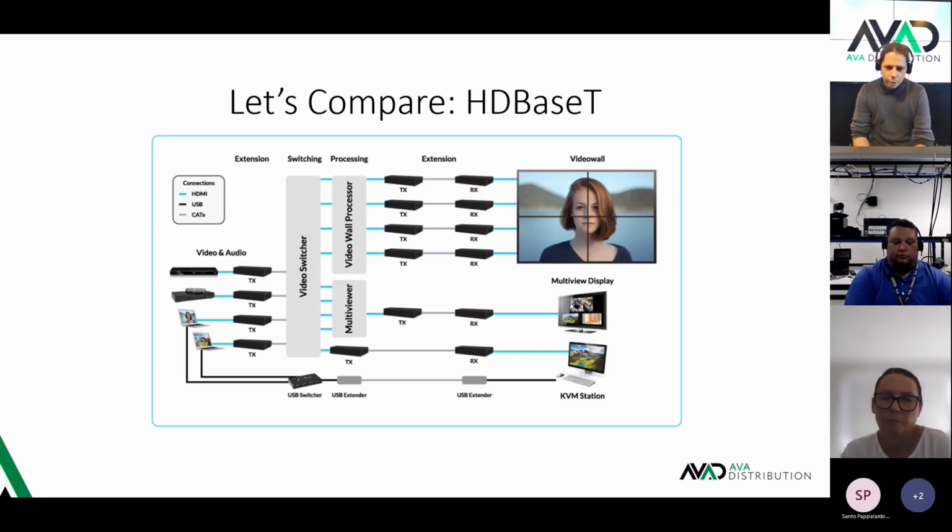Usually when we quote, we do a comparison between HDBaseT and AV over IP. HDBaseT sends our content into transmitters and then maybe into a switcher and then maybe into a processor, converts it back into a transmitter to send down CAT to our receivers, to go to our displays, for example.